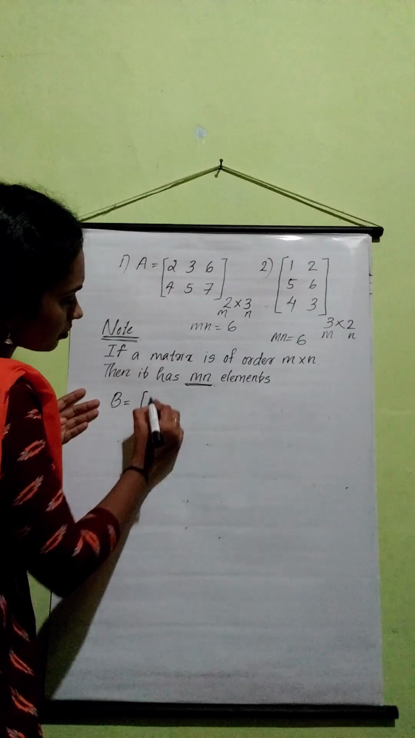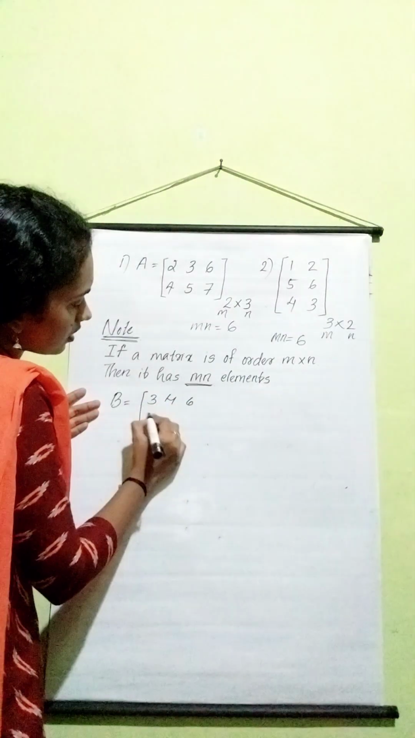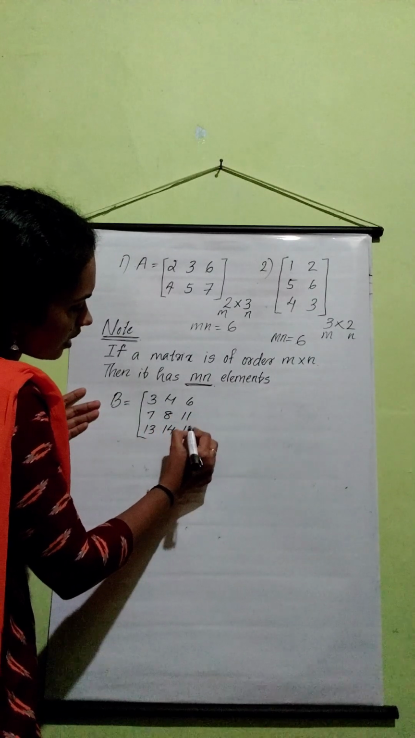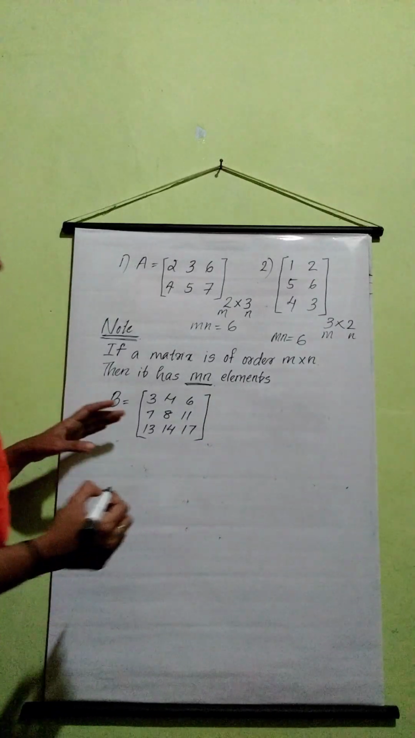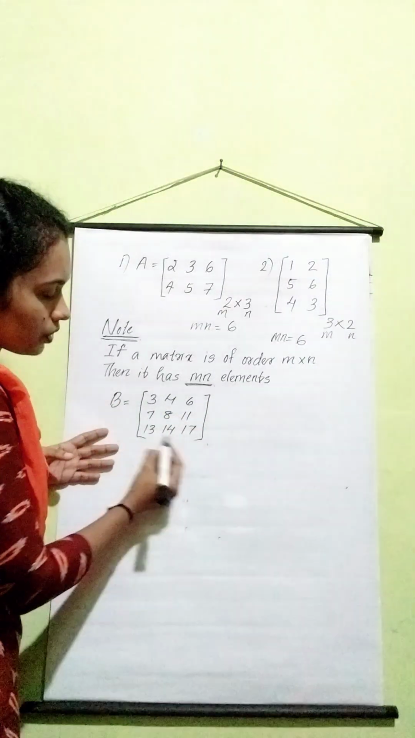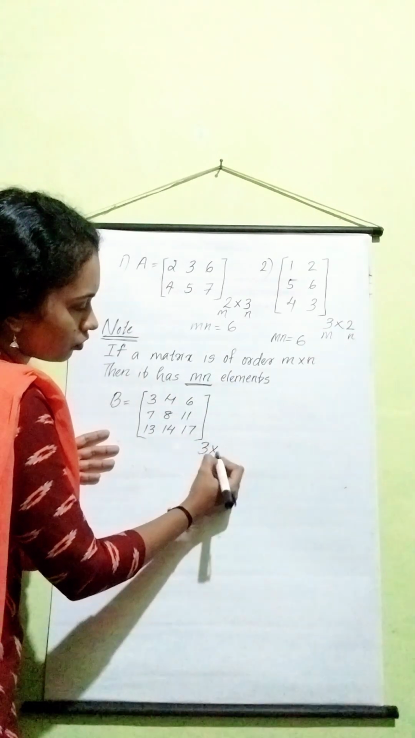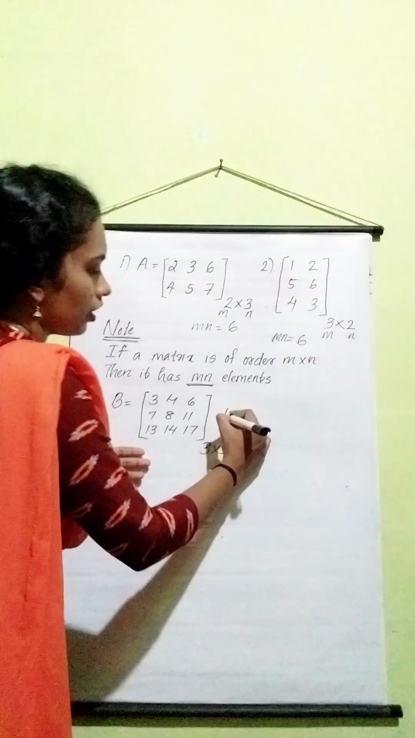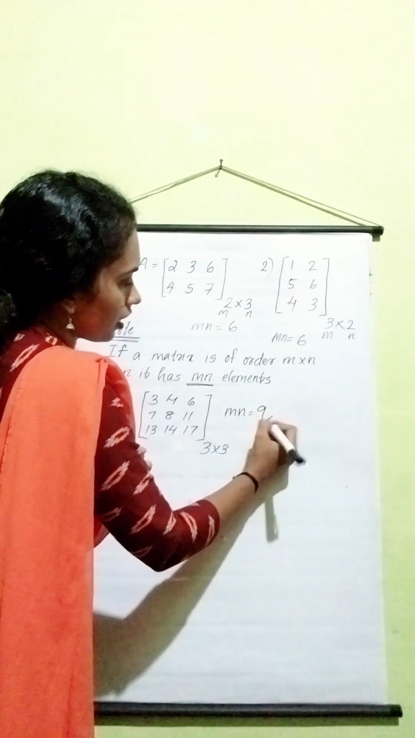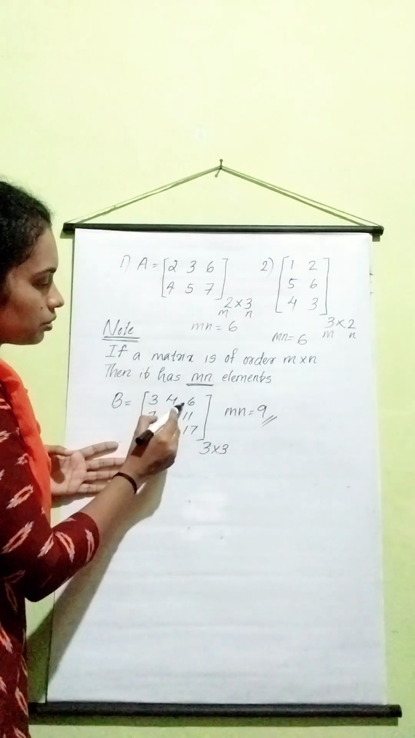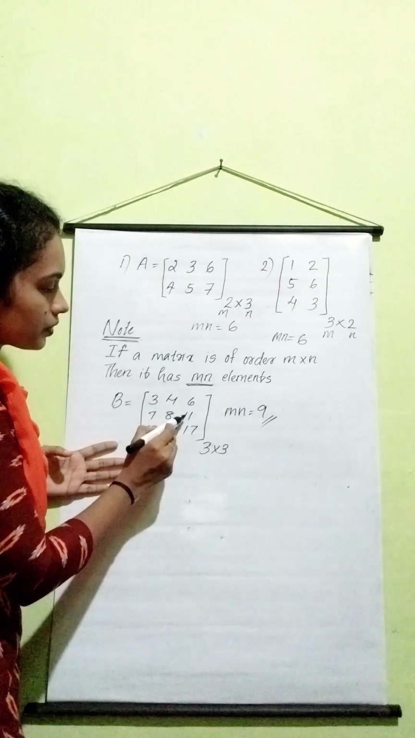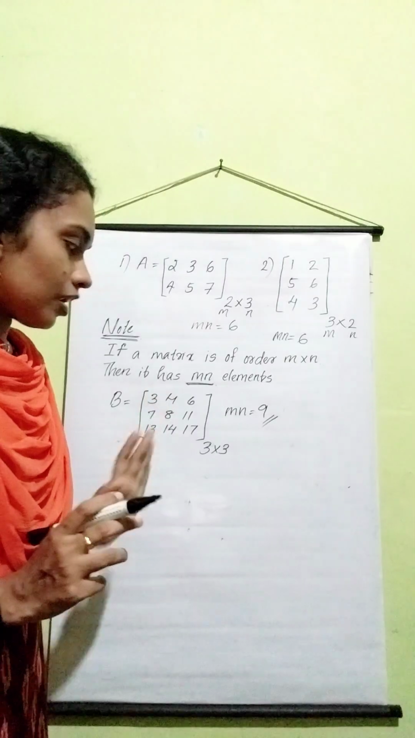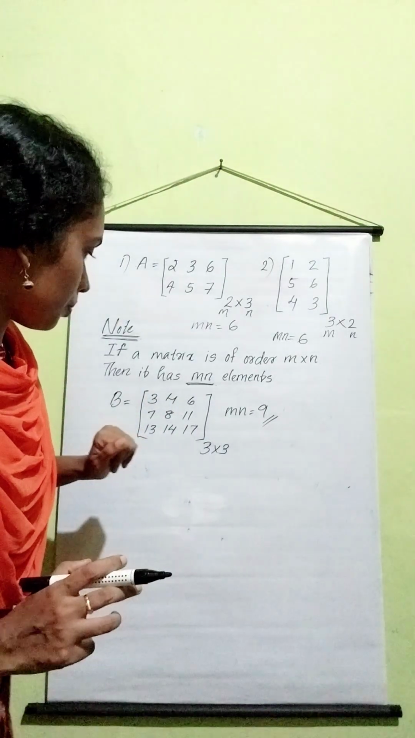B equal to 3, 4, 6, 7, 8, 11, 13, 14, 17. What is its order? 3 rows, 3 columns. 3 by 3 matrix. Then according to this condition, it should have mn elements, meaning 9 elements. Let's count: 1, 2, 3, 4, 5, 6, 7, 8, 9. It has 9 elements. Clear? So it has 9 elements.